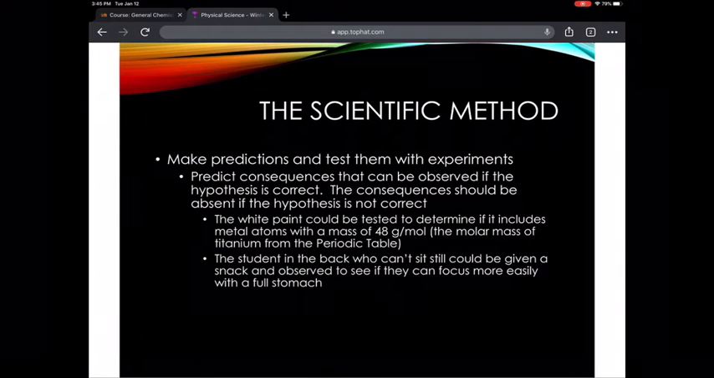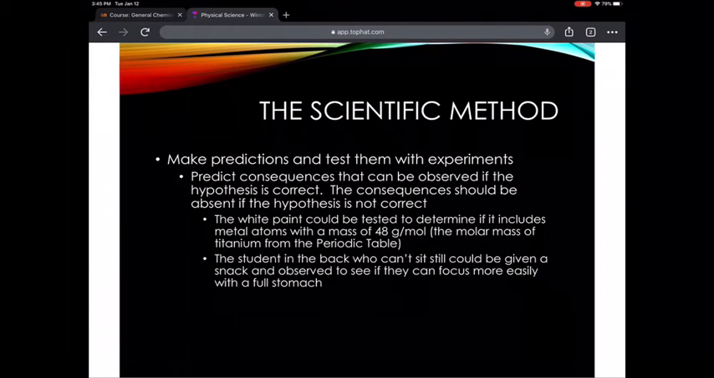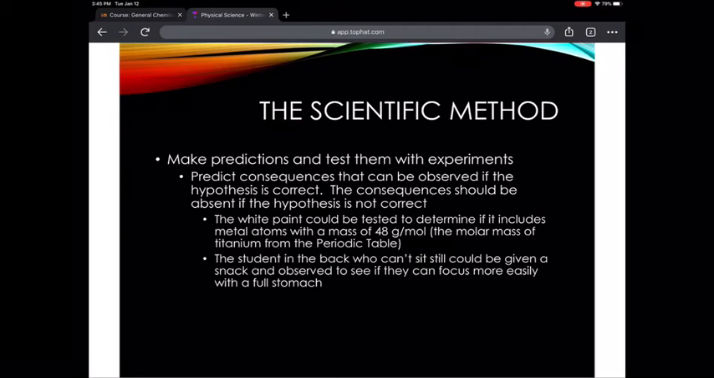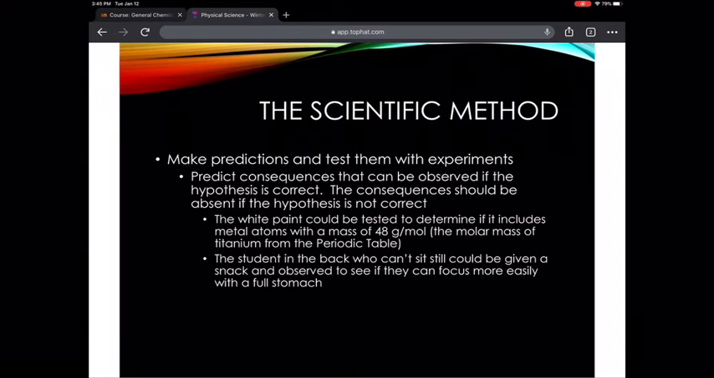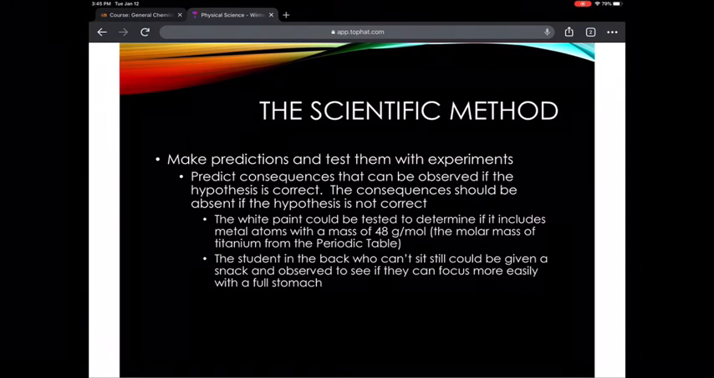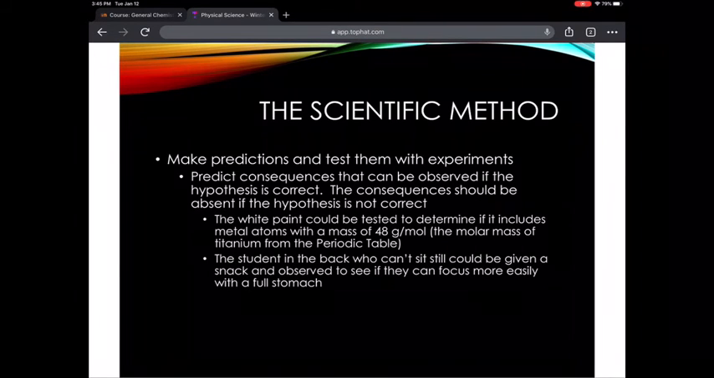After we make a hypothesis, we then make predictions about how our hypothesis, our educated guess, will turn out, and then we test them with experiments. With your experiments, you want to predict the consequences that can be observed if the hypothesis is correct. The consequences should be absent if the hypothesis is not correct. So, ways we could test the observations we made earlier: the white paint could be tested to determine if it includes metal atoms with a mass of 48 grams per mole, which is the molar mass of titanium from the periodic table.